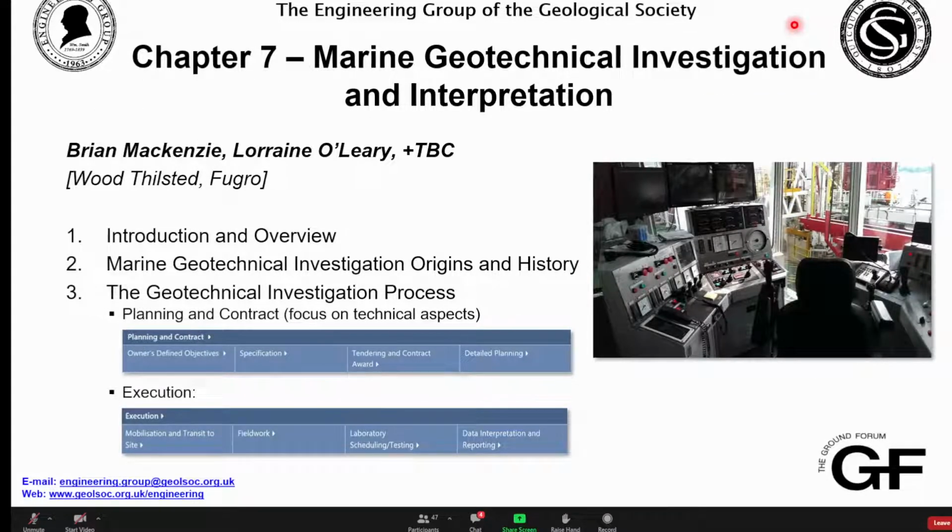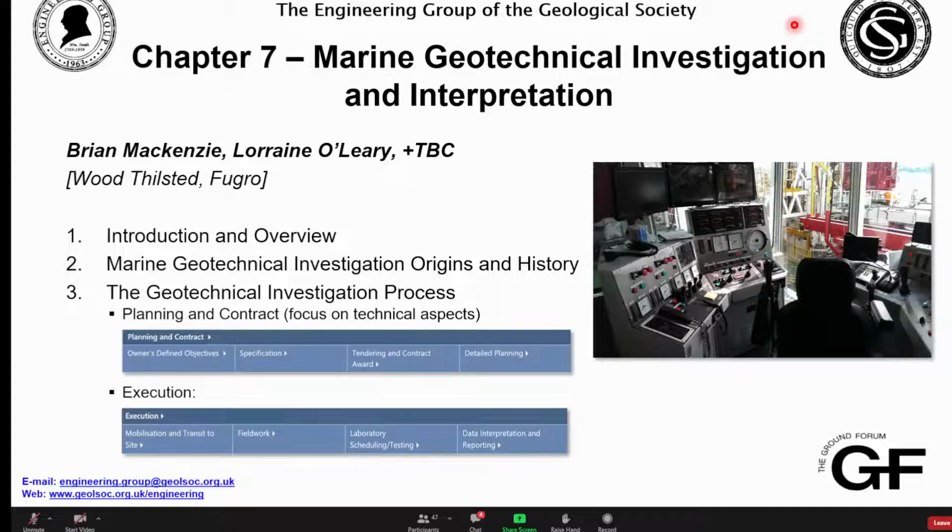So chapter 7 is another methods chapter. So this is very much focused on marine geotechnical investigation and interpretation. So Brian McKenzie is leading this chapter with Lorraine O'Leary. And so here the aim is to provide a background to the origins and history of marine geotechnical investigations. This will also set the scene for how and why the tools are very different, although sometimes can be quite similar to those that are used onshore.